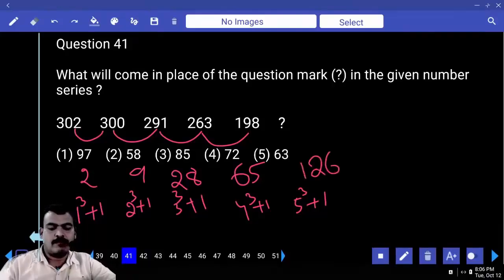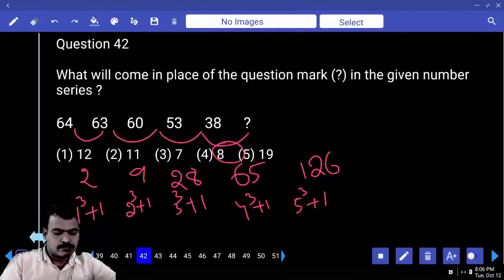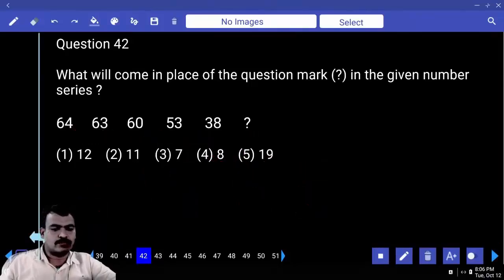126. Then 198 minus 126. What is the units position we are getting? 2. Then the answer is 72.